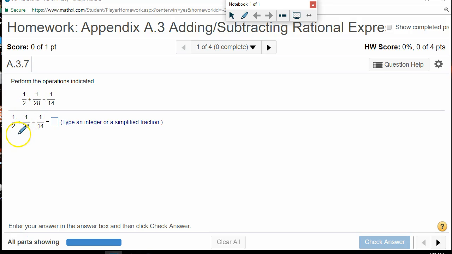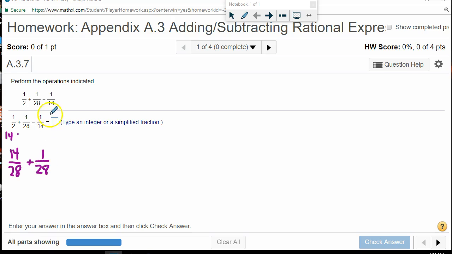If I multiply the first fraction by 14 over 14, then on the top of the fraction, I'll have 14. And at the bottom of the fraction, I will have 28. So we're multiplying both top and bottom by 14 for the first fraction. For the next fraction, I don't need to do anything there actually, because it already has the correct denominator. So I'm just going to leave it as 1 over 28.